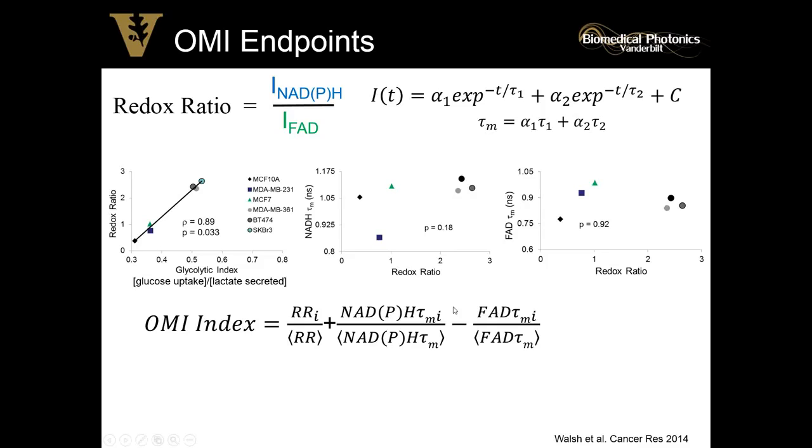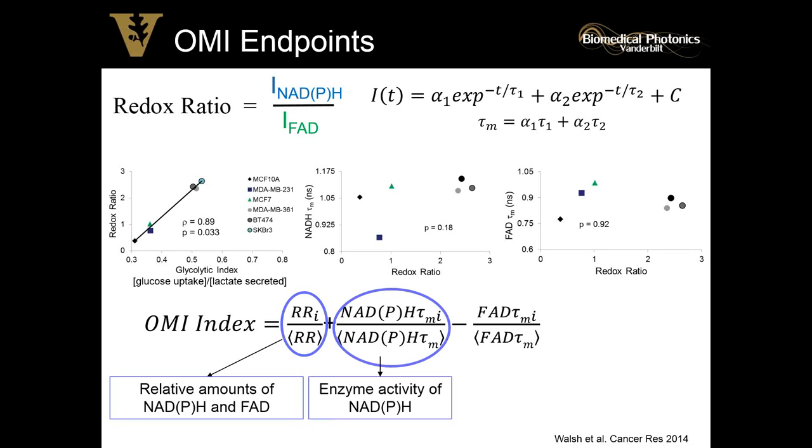This minus sign here just comes down to the fact that FAD has a short lifetime when it is bound to a protein, whereas NADH has a short lifetime when it is free in solution. So what it provides us is a conglomerate variable that tells us about relative glycolytic levels and the metabolic microenvironment of these molecules or their protein binding. And we empirically use this in the data that I'll show you next. So this tells us about the relative amounts of NADH and FAD and the enzyme activity of those molecules.